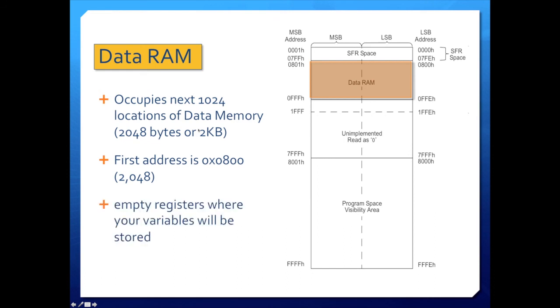We don't really need to know that, but we do need to know that this is where we put our variables. They're empty registers where your variables will be stored. These SFRs, however, are already occupied by those different registers that do various things for the PIC. All right, and that concludes our little presentation video on the CPU.